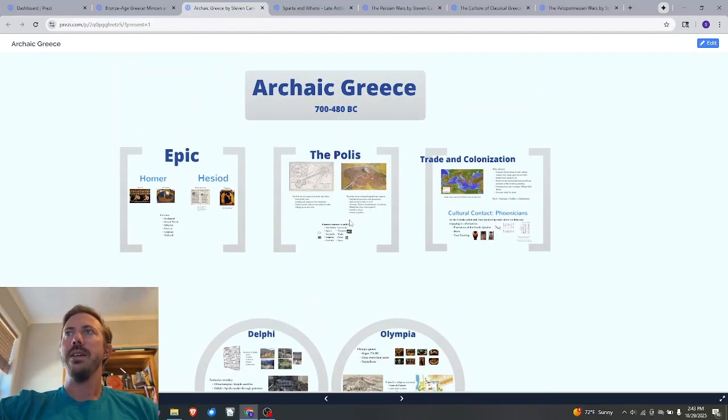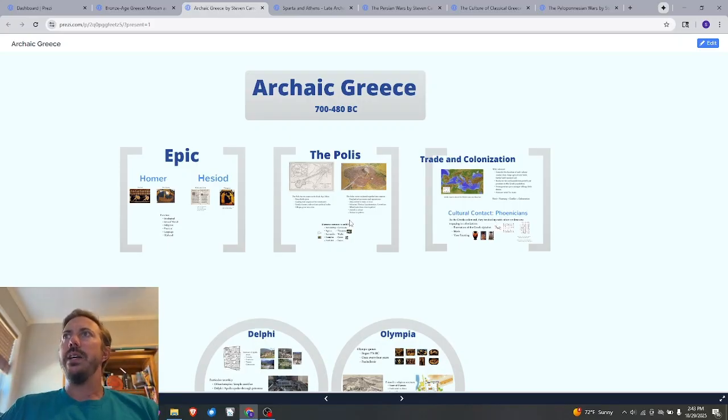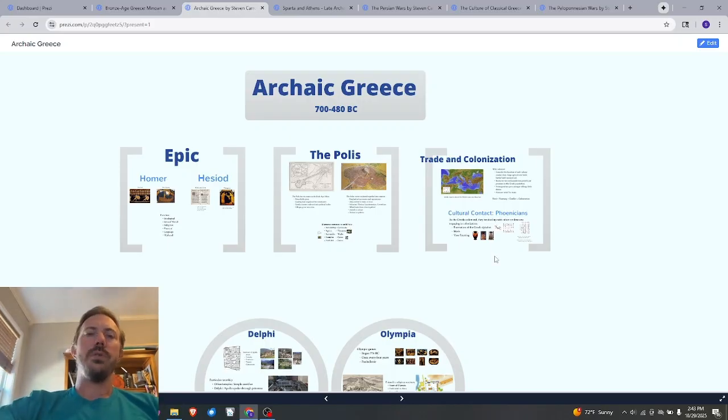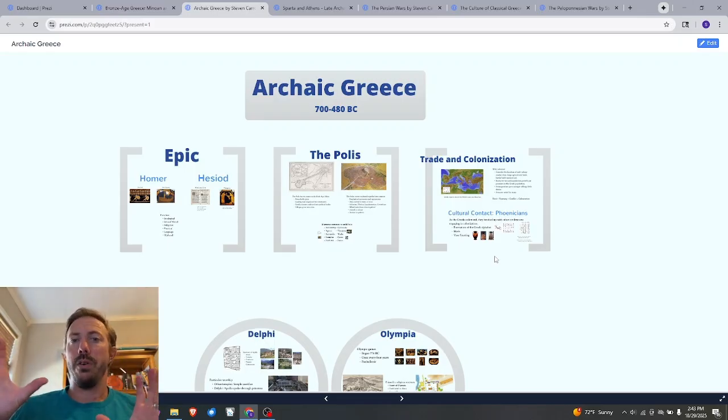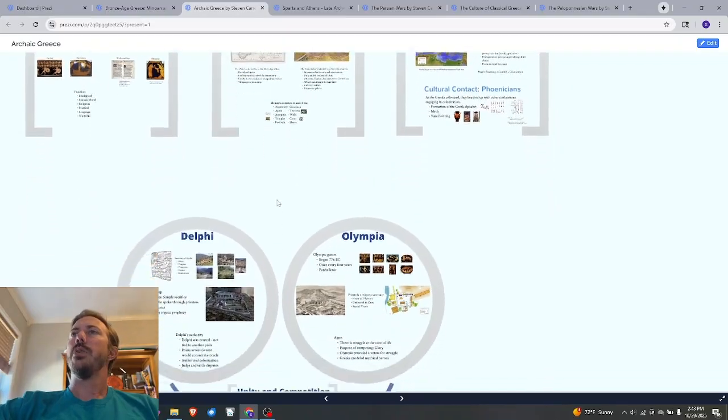We talked about the polis and the whole structure of the Greek civilization, and how it is structured on the polis, the city-state, and how each city-state is independent. And then we looked at trade and colonization, how the Greeks moved away from Greece and into the surrounding coastlands, and had cultural contact with the Phoenicians, developed their alphabet, and so on.